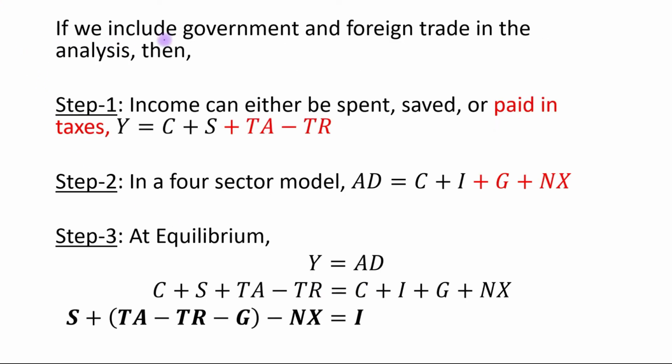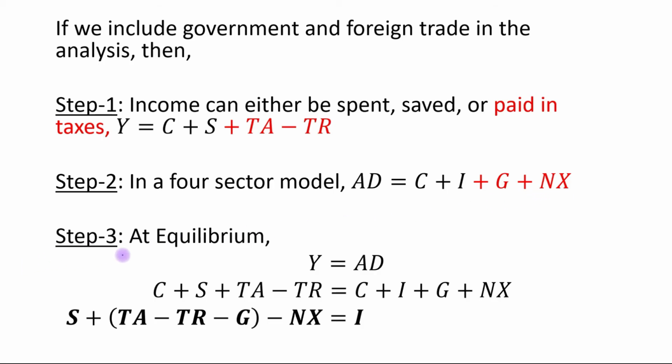If we include government and foreign trade in the analysis, then step 1, income can either be spent, saved or paid in taxes, that is Y equals consumption plus savings plus taxes minus transfers. Step 2, in a four-sector model, AD will be consumption plus investment plus government expenditure plus net exports.